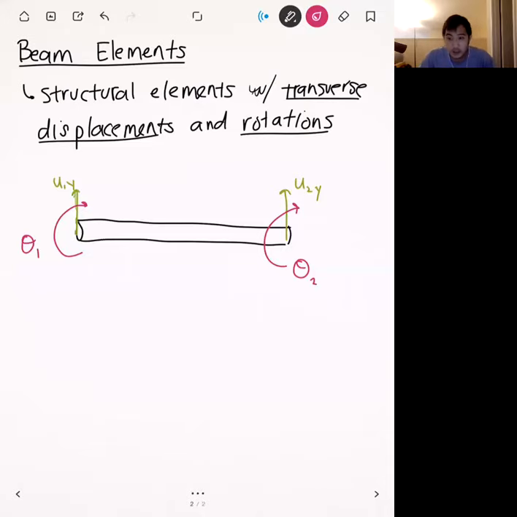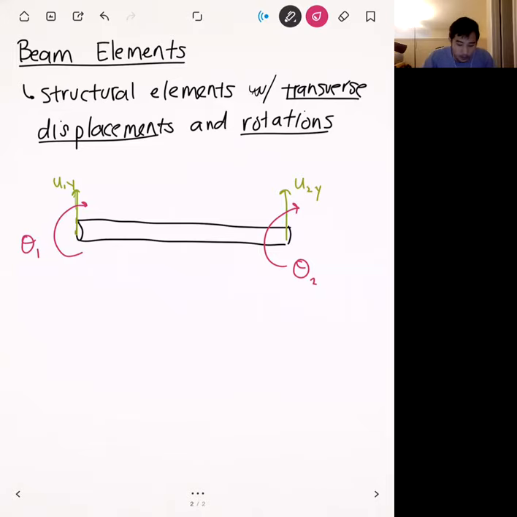And so this is in contrast to truss elements. If you remember from truss elements, what we assume for those is that they only displace axially, and so they only displace in tension and compression. So beam elements cover everything else that you can do.